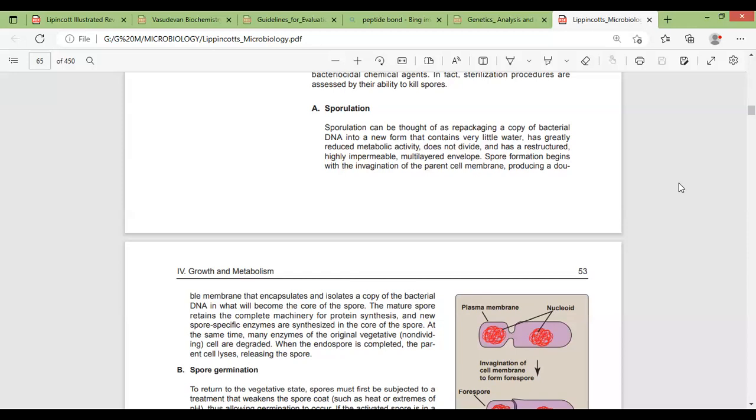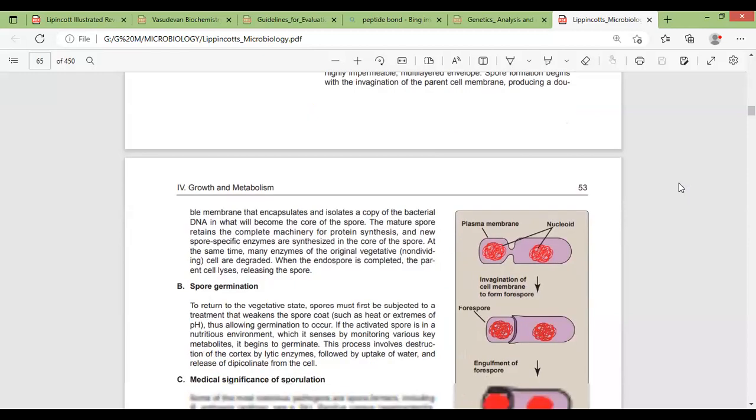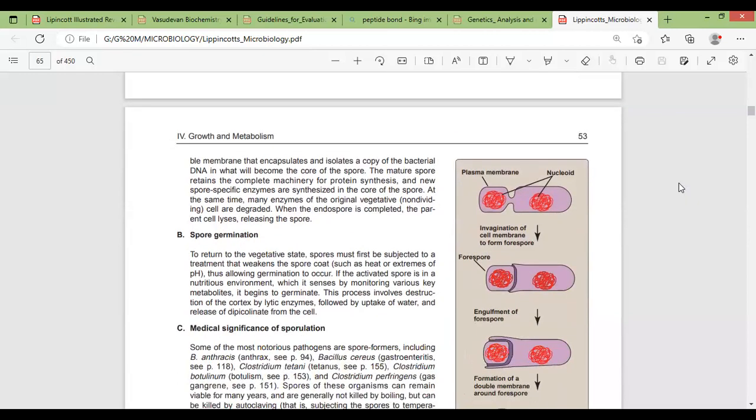So sporulation is just, you take a copy of the DNA, you package it into a form that literally needs negligible amounts of water and energy, right? In short, something that needs the basic minimum to survive. So spore formation is just here. Now we can work with the diagram because we've said it's just a matter of having a copy of your DNA somewhere, right?